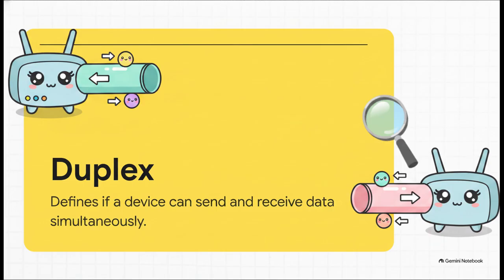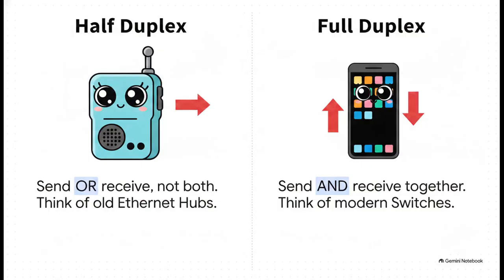Think of it like a water pipe. Can the water flow in both directions at the exact same time, or just one way? And this brilliantly illustrates our two options. For half-duplex, think of it as walkie-talkie mode. A device can send or receive, but absolutely not both at the same time. If one person holds down the button to talk, well, the other person just has to listen. In networking history, old Ethernet hubs worked exactly like this.